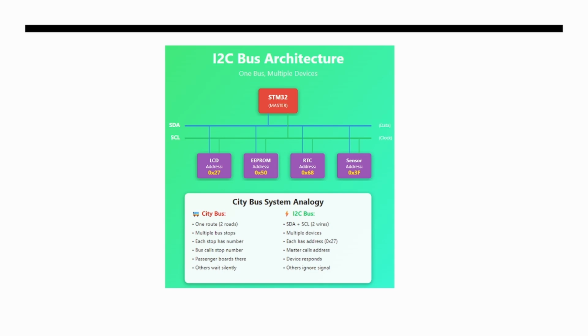So in here you can see one master is there, and multiple devices are there, each having its own address, and two wires are there: one is SDA, one is SCL, one is clock and one is data. Now to understand this, you can use an analogy called a city bus.